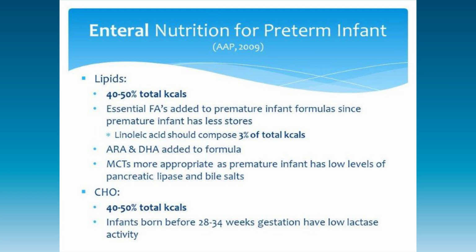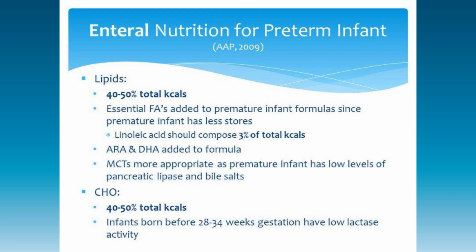ARA and DHA are added to formula because that's in breast milk. Some of the medium-chain triglycerides are probably more appropriate because they're more broken down and easier to digest for these preemies. They have less of the enzymes and the bile salts to break down the fats.